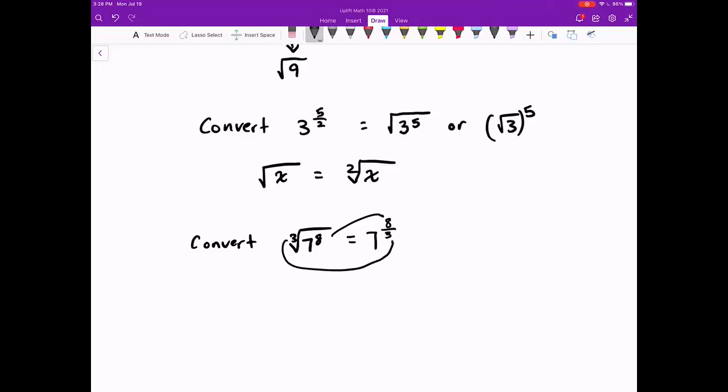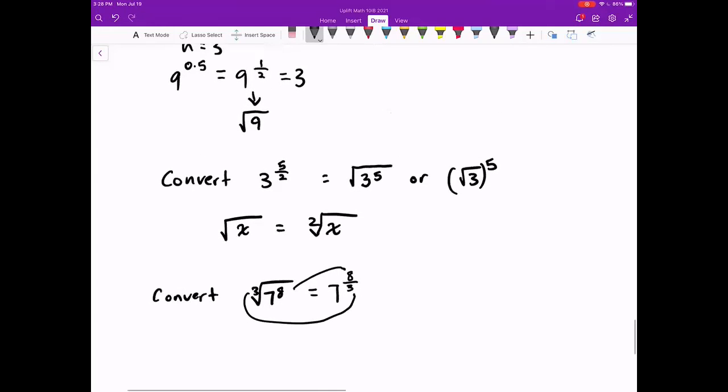But again, it is important to realize that these two are equal. So the acronym only works when the exponent is inside the radical. If it's outside the radical, then it won't work.